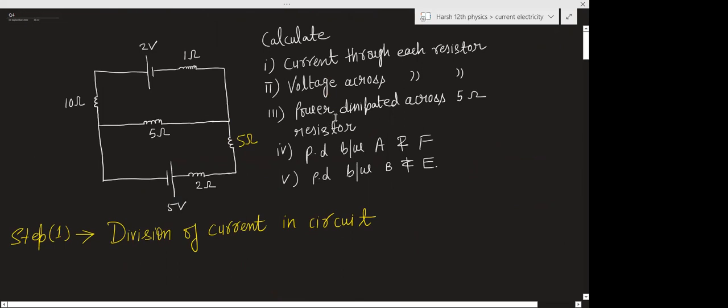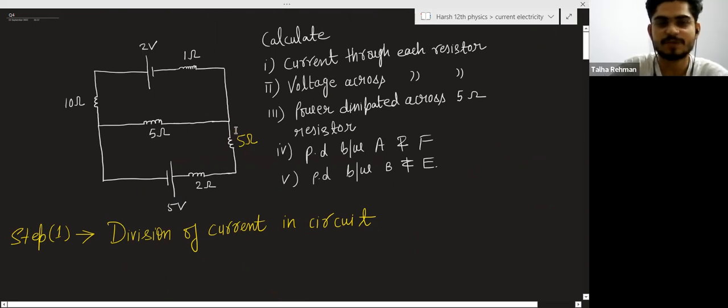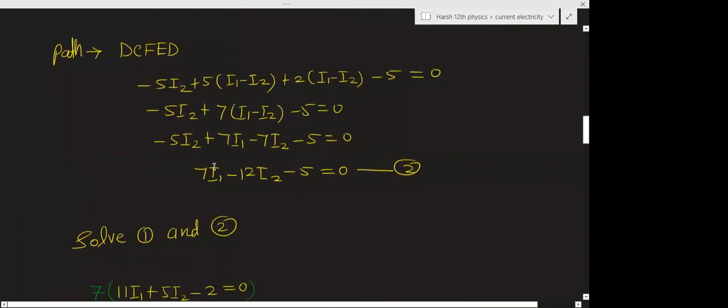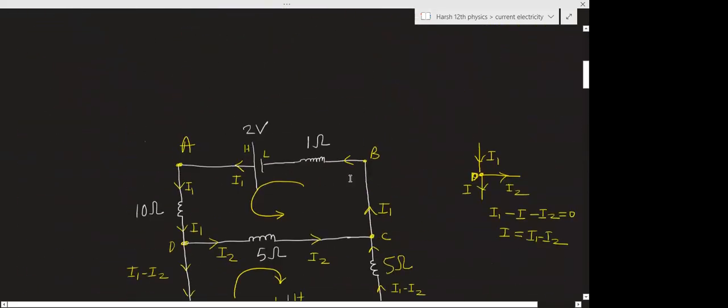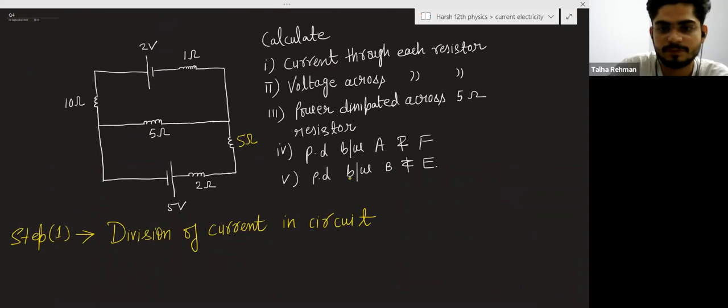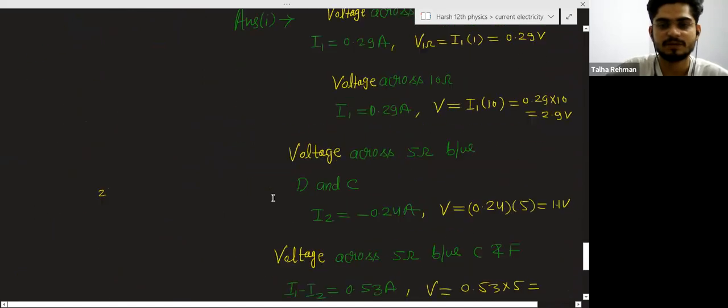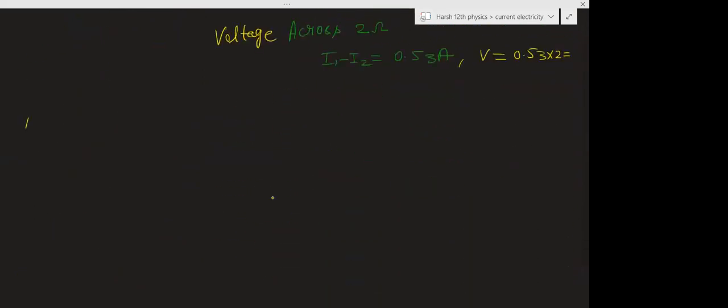Power distributed across the 5 ohm resistor. Which 5 ohm are they asking about? This one, the 5 ohm between C and F. So can we find it? This is a very easy part. So this is the third.